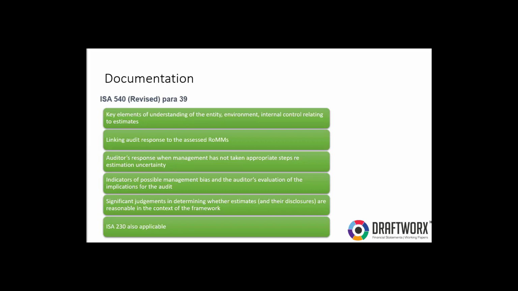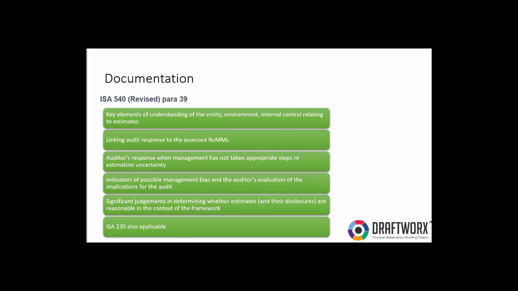There must be a clear link between what you've identified and assessed as risks and what you've actually done in testing that accounting estimate. Then you must make sure that you document your response when management has not taken appropriate steps regarding estimation uncertainty. Because remember, where there's estimation uncertainty involved, management surely is responsible to take enough steps to ensure that they come to the right estimate.